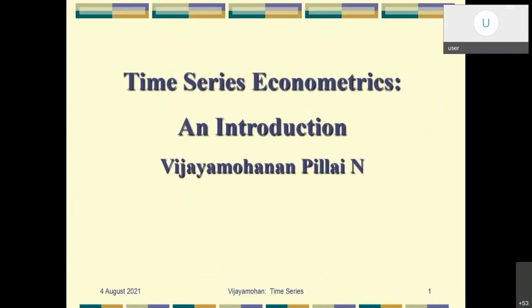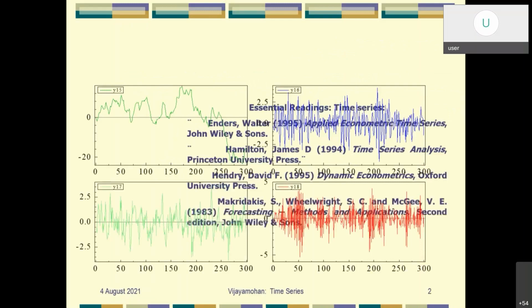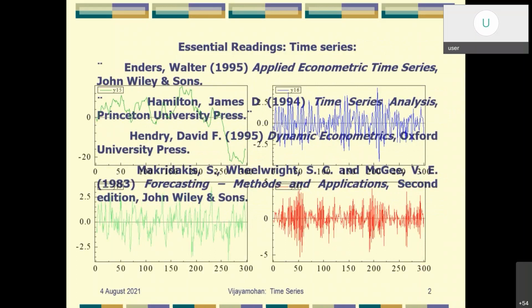So I'm giving an introduction to time series econometrics. Some of the basic concepts I will explain here. And then in the afternoon workshop session, we will do some practicals. Now, initially I shall give you some essential readings on time series. The first one that I like most is Applied Econometric Time Series by Walter Enders. This is a very good book, and an Indian edition is available in the market. There are some equations, but you have to put up with those equations. But otherwise, this is a very good textbook.